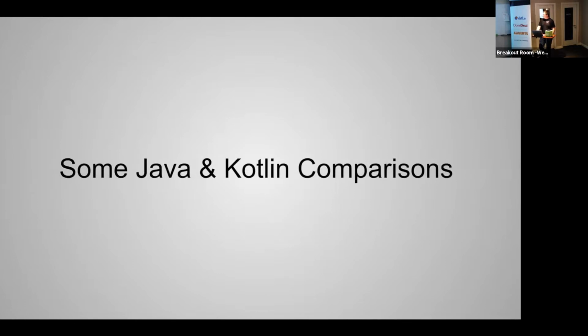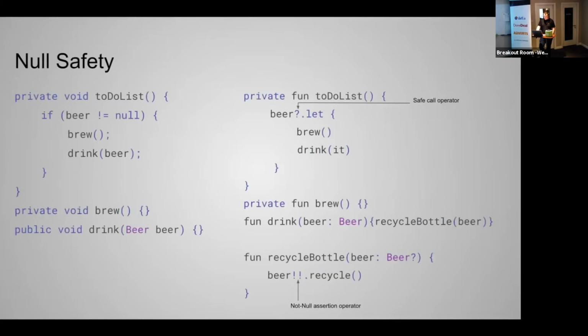So the main part of this talk is just going to be some code comparisons between Java and Kotlin. The first one here is null safety, the $1 billion mistake. Over on the left-hand side, it's a simple to-do list. You check and see if your beer is not null. If it's not, you're going to brew it and you're going to drink it. Standard Java. And the method functions are the same down here. In Kotlin, we have what's called a safe call operator, so you no longer need to specifically check if something is not null.